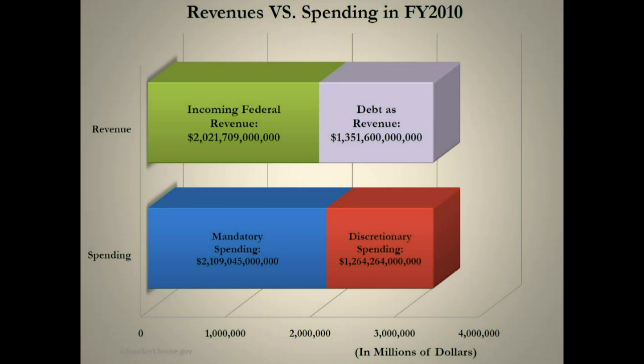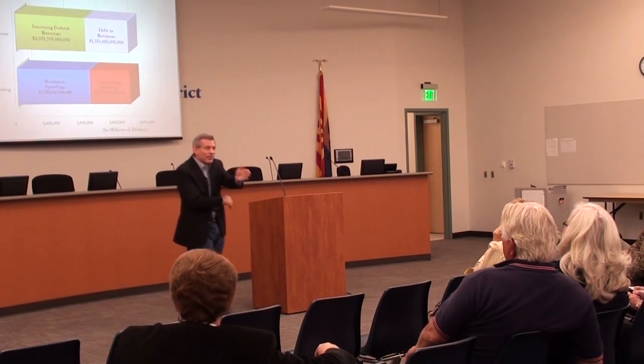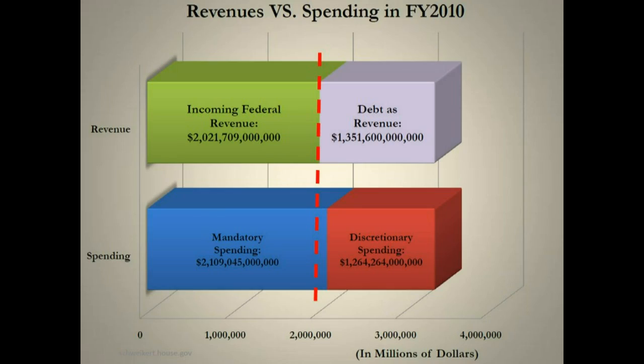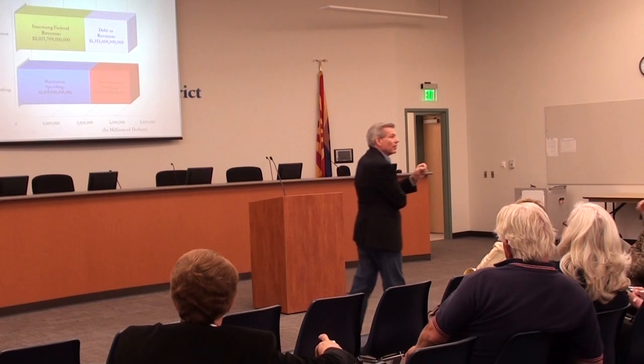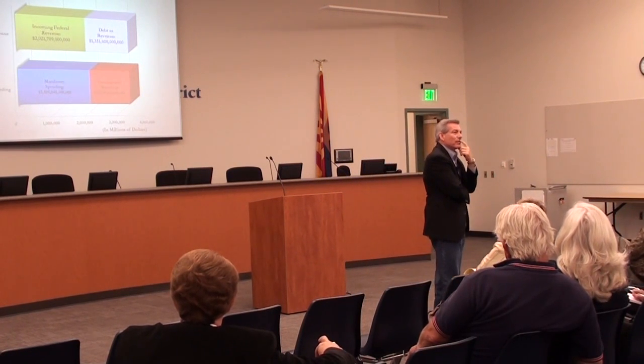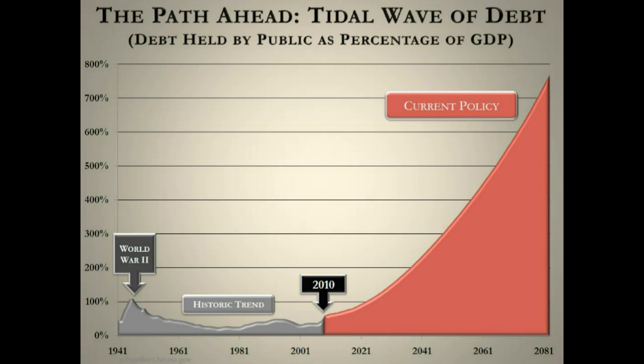Revenues, and revenue from selling bonds and debt. Does anyone notice where, if you were to line up where the revenues cross? We don't take in enough money, and this is 2010, enough money in revenues to cover the entitlements. Here's what happens now over the next 18 years as the baby boomers begin to retire or turn 65 because we get 10,000 a day, one every 8 minutes.